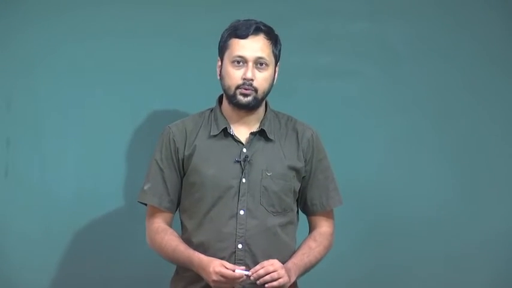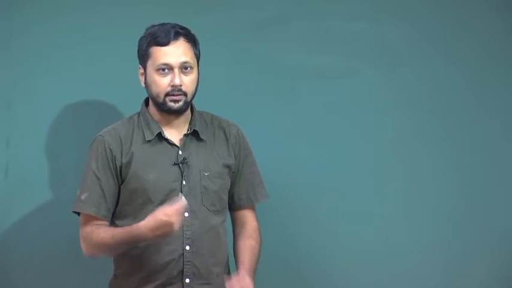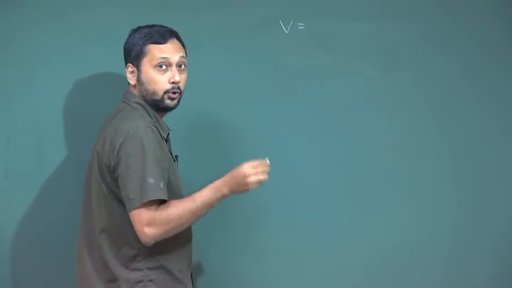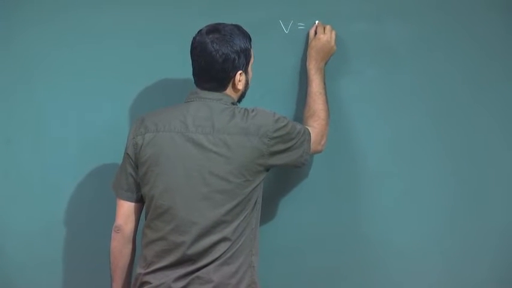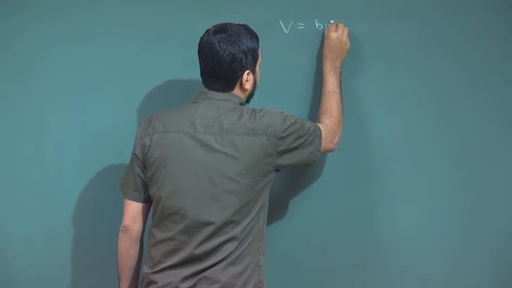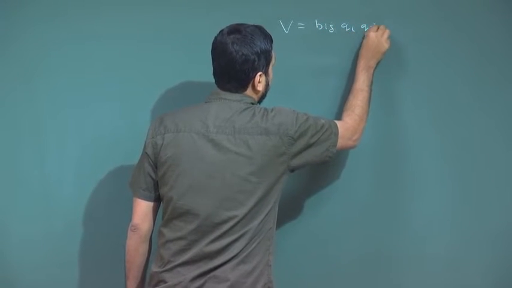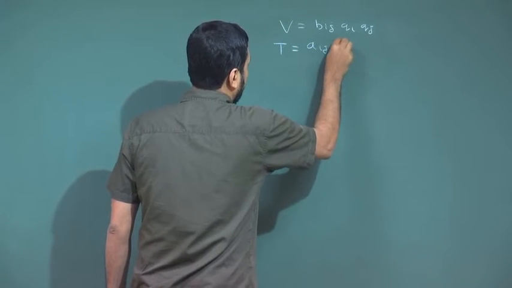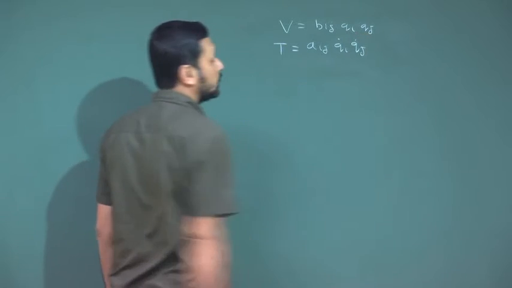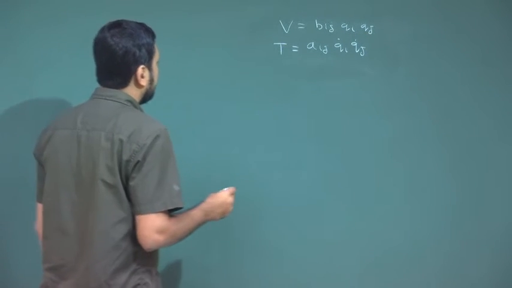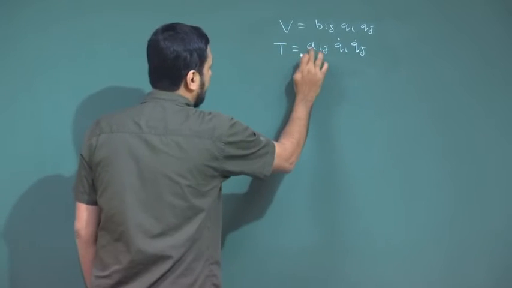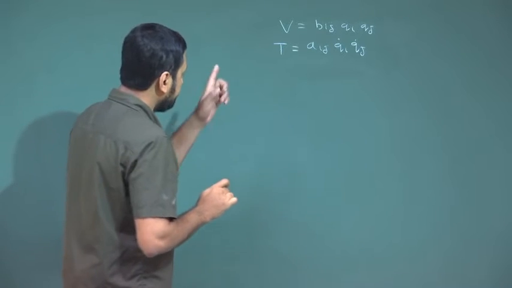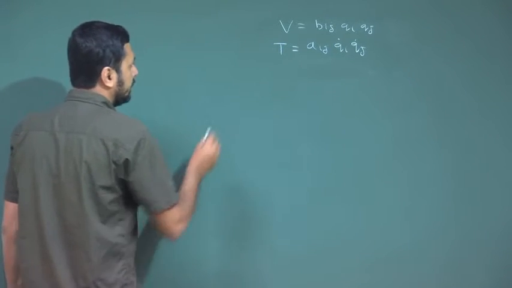So, we quickly recap what we have done so far for small oscillation and then we will continue. We started off by writing the potential energy V as B_ij q_i q_j and the kinetic energy T as A_ij q_i dot q_j dot. We found that A_ij and B_ij are real symmetric matrices, and from there we wrote the Lagrangian, then the differential equation.